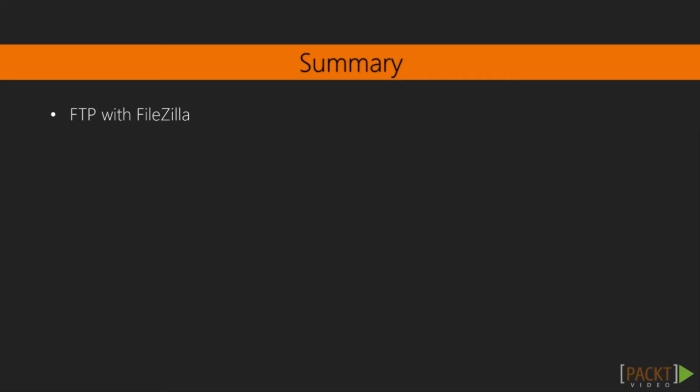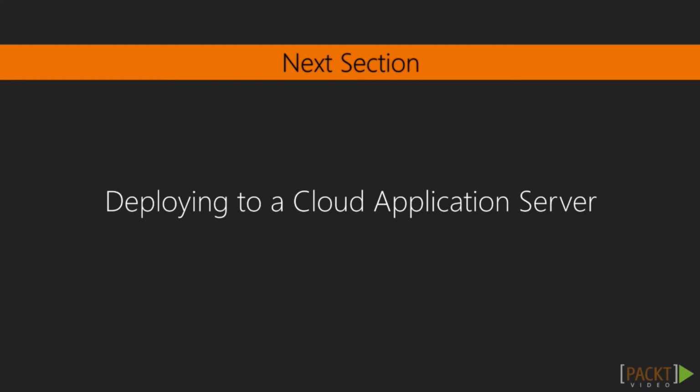To quickly review this section, you should now be able to deploy an application using a wide array of different techniques and tools, like FTP and FileZilla, SSH and the terminal, Git hooks, and even Gulp tasks. In the next section, we'll cover 2 very specific deployment cases to learn how to deploy to a cloud application server.